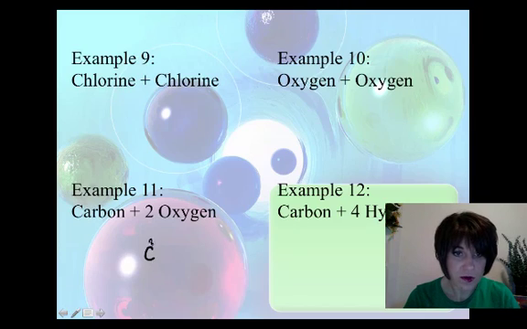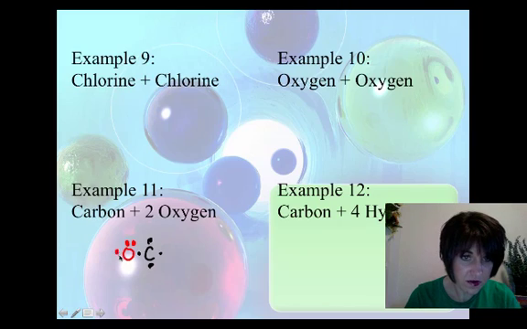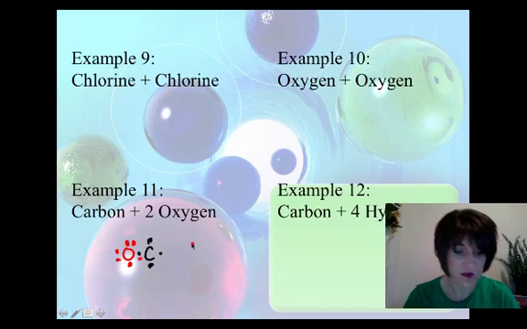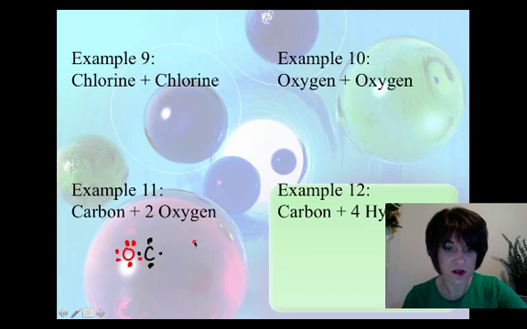Let's show what happens when carbon, with its 4 valence electrons, bonds with oxygen that has 6 valence electrons. So we know every electron wants to have a partner, and every atom wants to have 8 electrons.